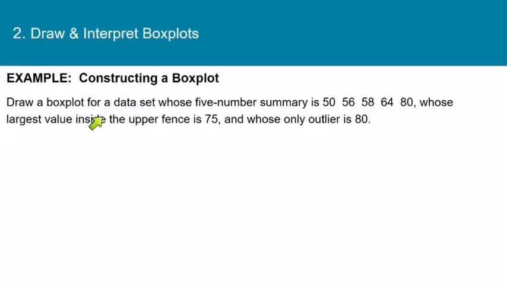Now this one's a little different, but I'm just going to throw it in here in case you see a question like this on a test where they don't want to give you the whole data set, but they want to see if you know what to do with the 5-number summary. So here we have a 5-number summary, and it says the largest value inside the upper fence is 75, and the only outlier is 80.